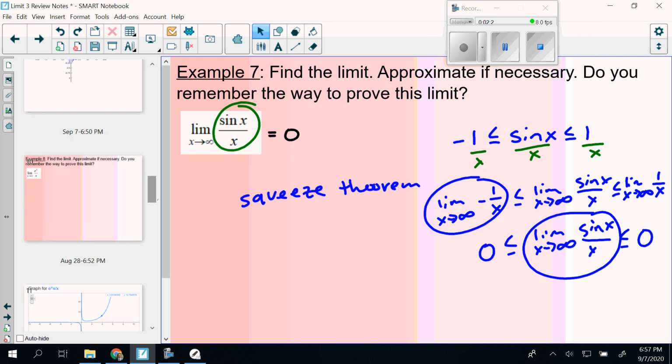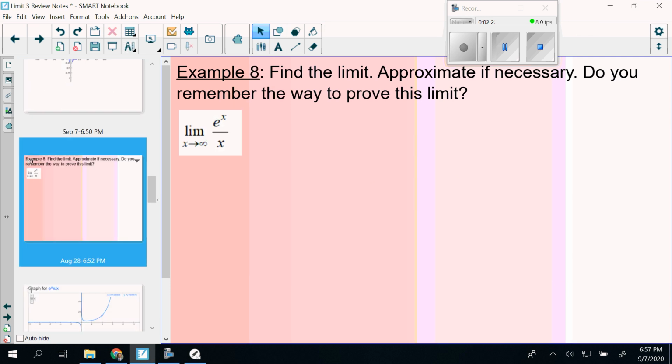All right, let's look at one other one here. Find the limit. Approximate if necessary. Do you know the way to prove this one? On here, as we go to infinity, e to some big number is going to be very large. x is also going to get very large. So what do we have here? Well, this is one of those where you've got infinity over infinity.